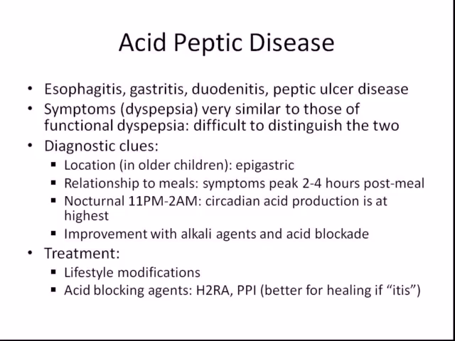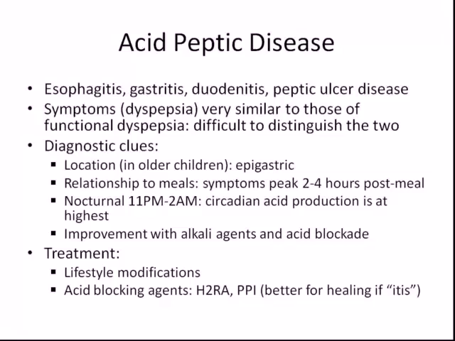So acid peptic disease includes inflammation in the esophagus, stomach, duodenum, and frank ulcers that are peptic related in the stomach or small intestine. Symptoms of acid peptic disease are generally dyspepsia and are very similar to those of a functional gastrointestinal disorder called functional dyspepsia, so it's difficult to distinguish between the two.